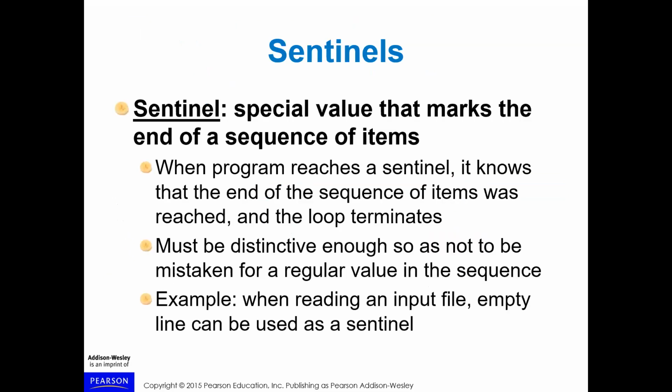Okay. So then, sentinels. Sentinels are special values that mark the end of a sequence of items, kind of like the -1 that I used. Same idea. When a program reaches a sentinel, it knows that the end of the sequence of items was reached, and the loop terminates. It must be distinctive enough so as not to be mistaken for a regular value in the sequence, very much like when you're doing transactions, you're not going to enter negative numbers. For example, when reading an input file, an empty line can be used as a sentinel. We haven't talked about files yet, so don't worry about that. We will talk about files later, though. Okay, so that's the idea.